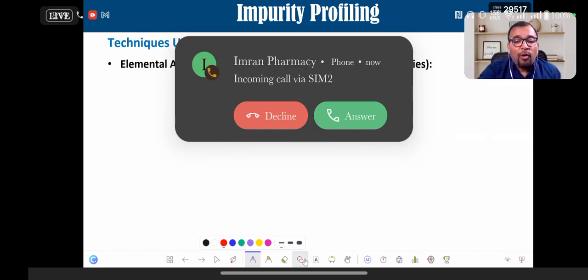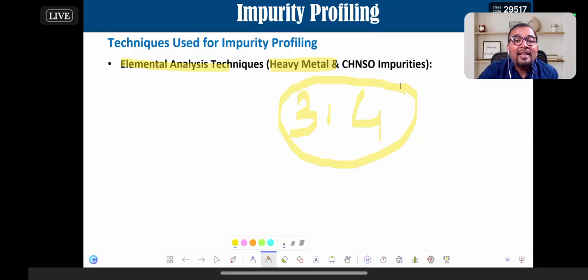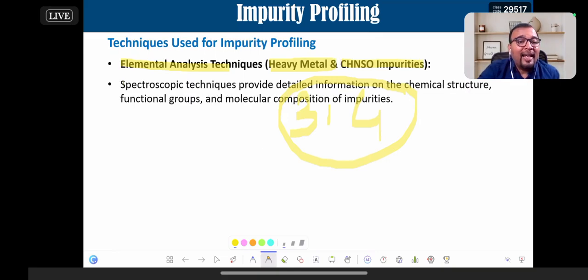Now the third important point is understanding the elemental analysis. It could be heavy metals. Heavy metal is not the word which can be used now, but yes, you can think about it, because earlier heavy metals were used for, I think, 3 or 4 impurities, elemental impurities, especially lead, mercury, cadmium, arsenic. And then come the CHNSO impurities. So these are elemental analysis techniques. Please forgive me for this typo error.